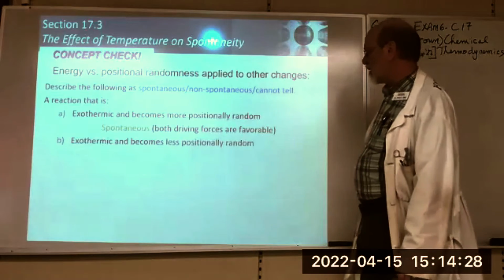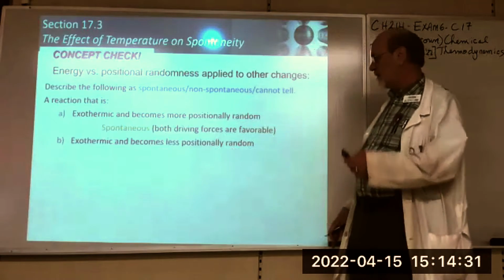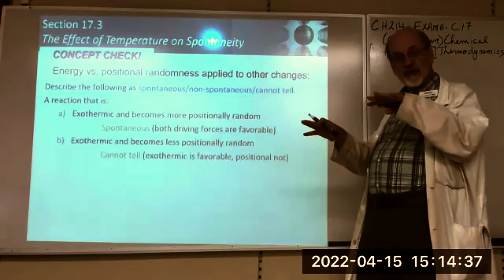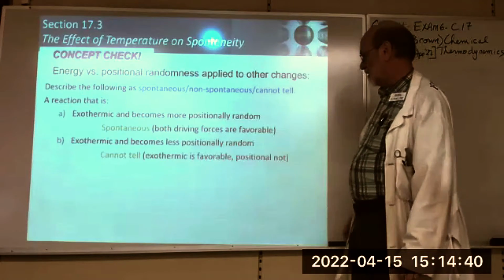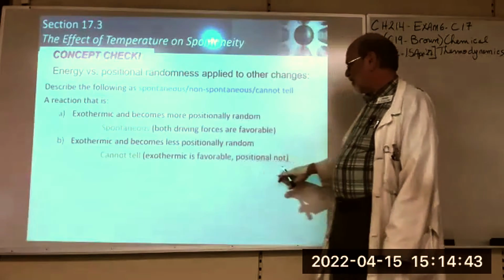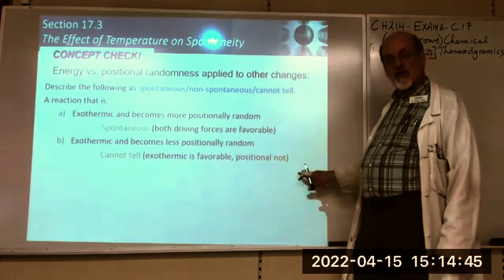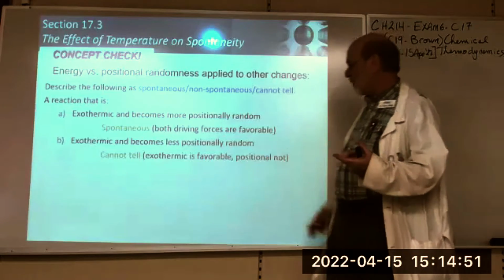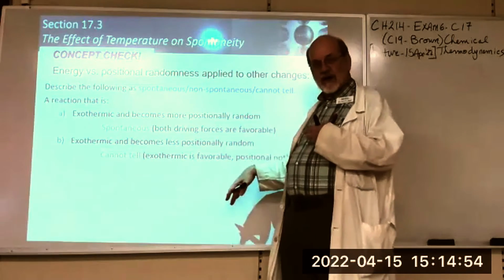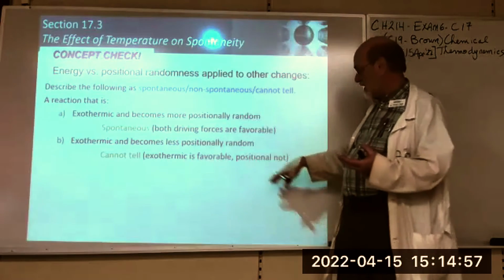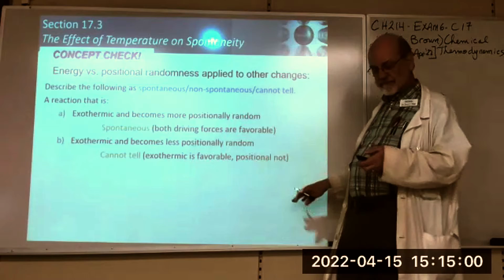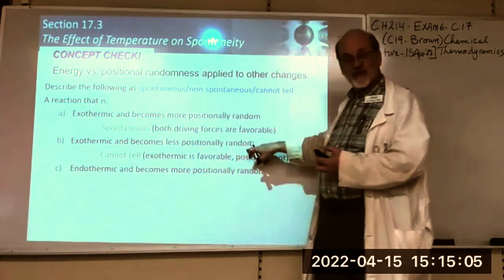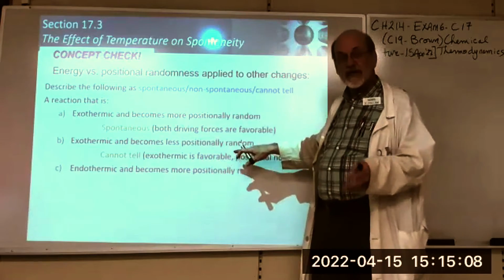What if it's exothermic, but it becomes less positionally random? Can't tell, right? Because it's a balance between the two. Which one wins? We don't know. Exothermic is favorable, but position is not. So which one is the greater? It will depend on the temperature. If it's high temperature, then the exothermic, a loss of energy, becomes less important, and the positional becomes more important. So in that case, positionally less random means that it's not spontaneous if the temperature is increasing.